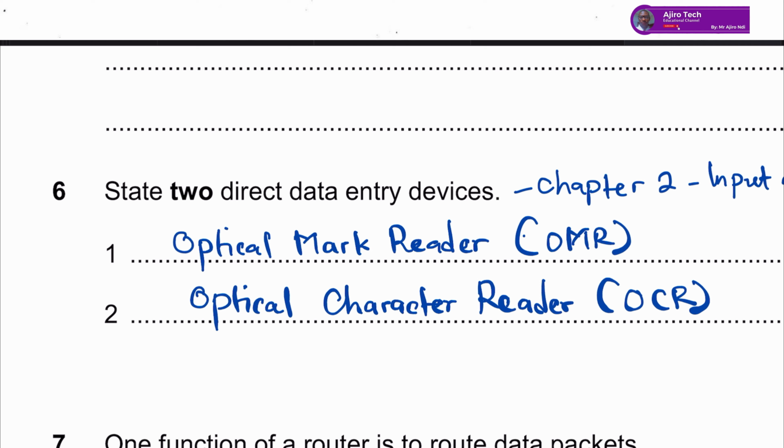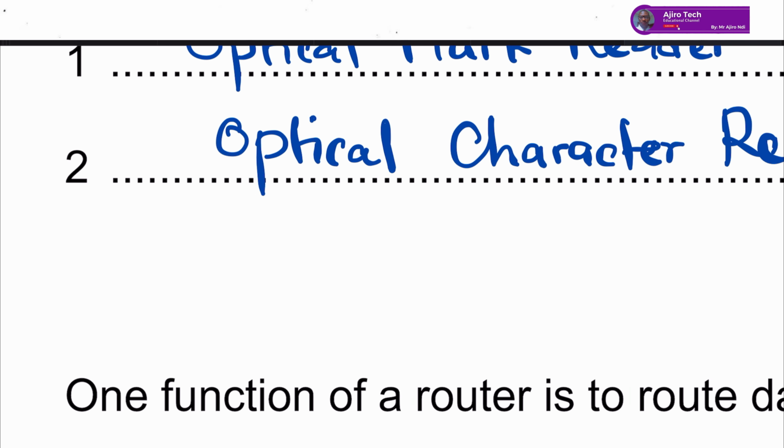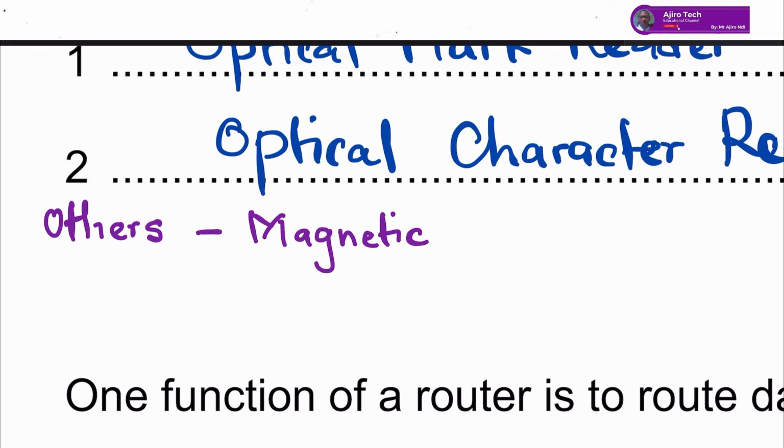Let me talk about other ones, because again it would be a good time to just talk about other ones as well. Okay, so let's do that. I'm just going to do this for others. Do I have enough space? I'll probably try to figure this out. So for others, we have the magnetic stripe reader.